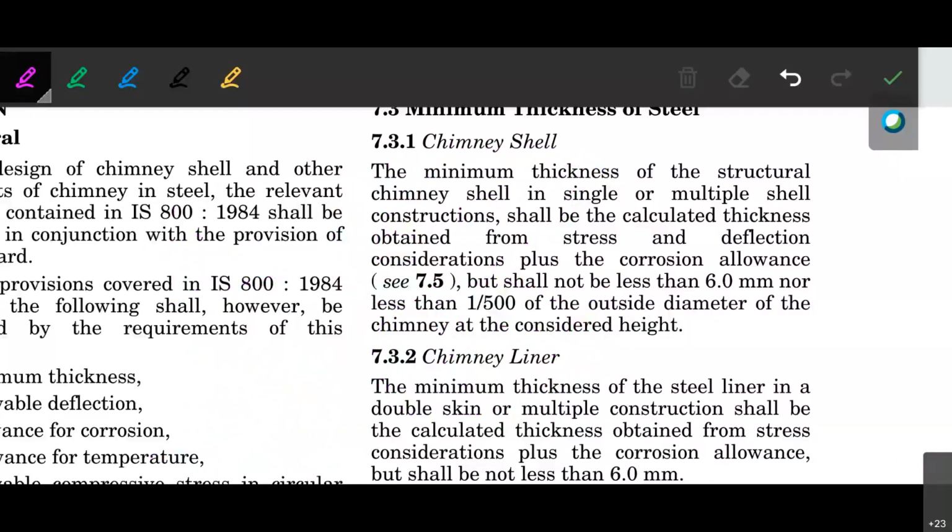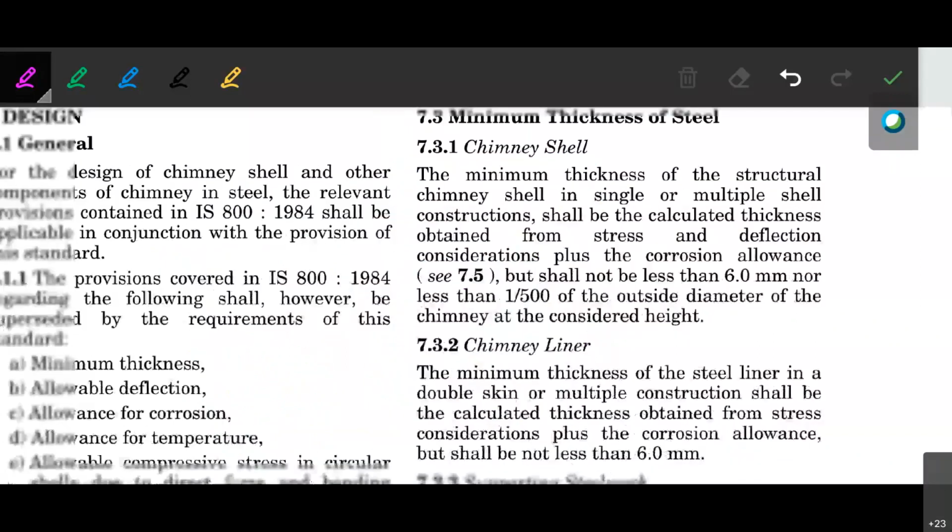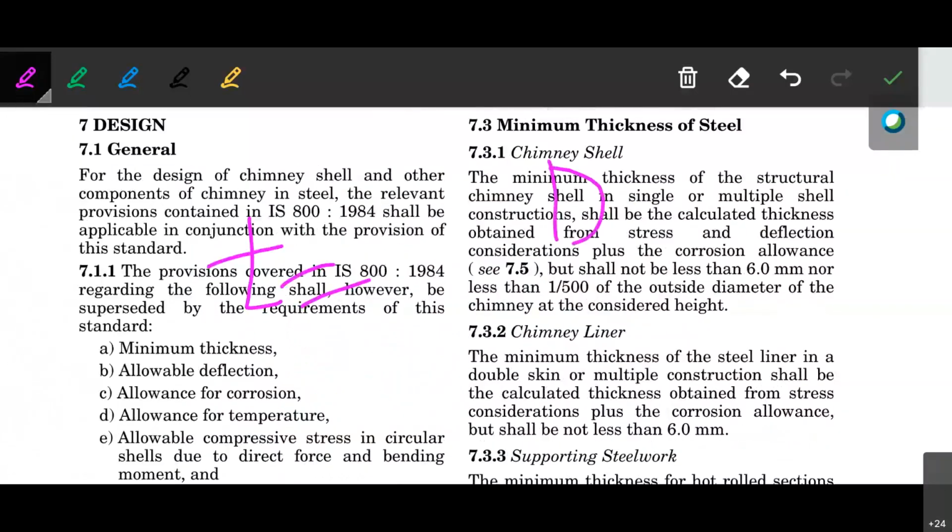So considering it is 7 mm, that is your T value, which you will get. Okay, so we can calculate the D by T ratio. Okay, next value is the HE value. Okay, that is the effective height.